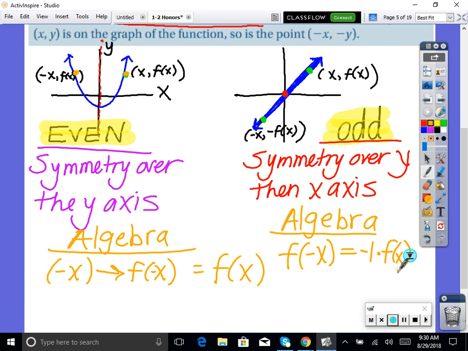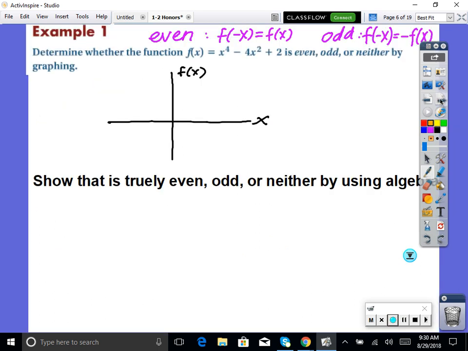There are functions that are not odd and not even. You can't classify them as odd or even, so that would be neither. So let's practice both of those ways. Grab your graphing calculator. I'm going to ask you to type in this function right here and tell me, based on the graph, is it even, odd, or neither?